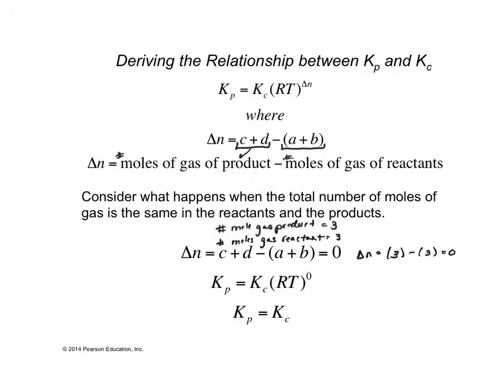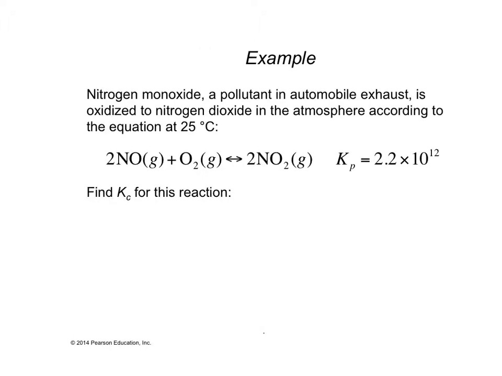So we plugged in delta N equal to 0 into our little Kp expression, then we'll find that RT raised to the 0 just ends up being 1, and Kp reduces down directly to Kc. Okay, so this is a special little occasion where they're equal to one another, and it's when the number of moles of gas don't actually change in the reaction.